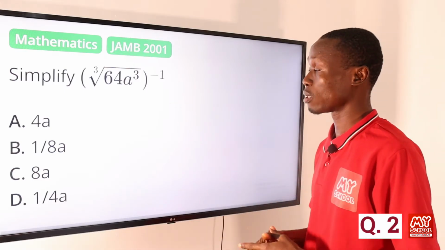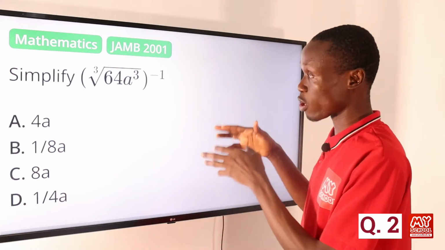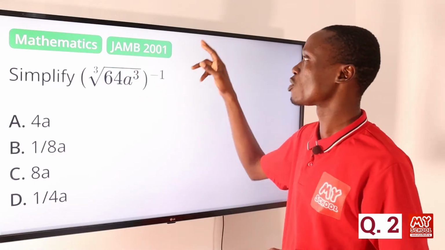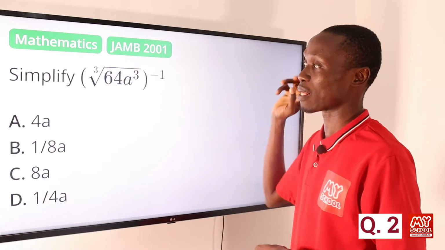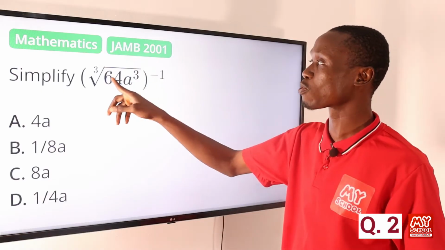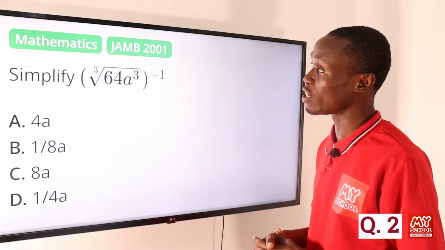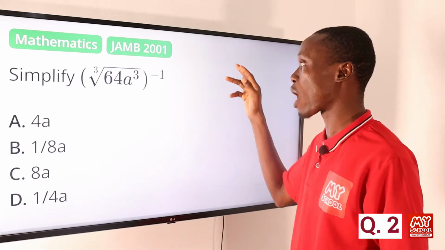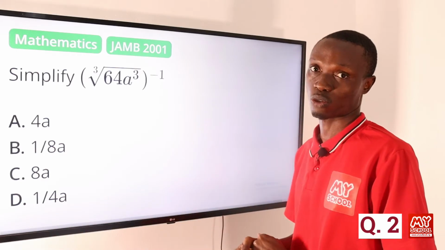Question 2, simplify in brackets cube root of 64a cube raised to power minus 1. Okay, so according to the law of indices, raised to power minus 1 actually means 1 over whatever that is raised to. So in this case, we'll be having 1 over the cube root of 64a raised to power 3. If we take the cube root of 64, that will be equal to 4. And if we take the cube root of a raised to power 3, that will be a. So at the end of the day, our answer becomes 1 over 4a. So that makes option D the correct answer to this question.